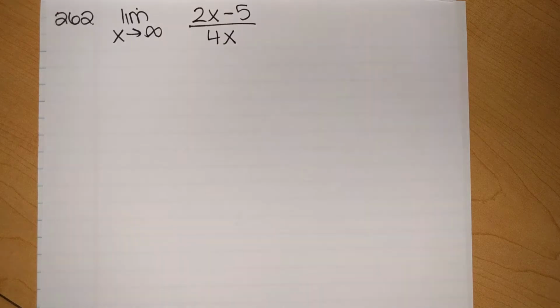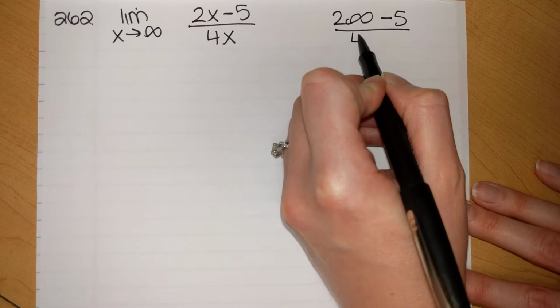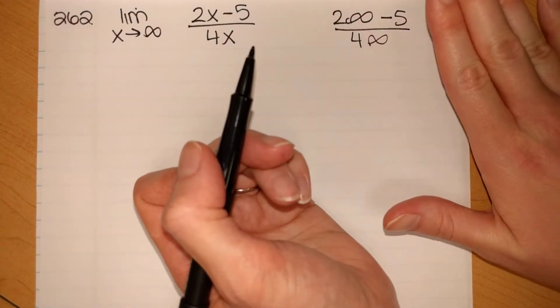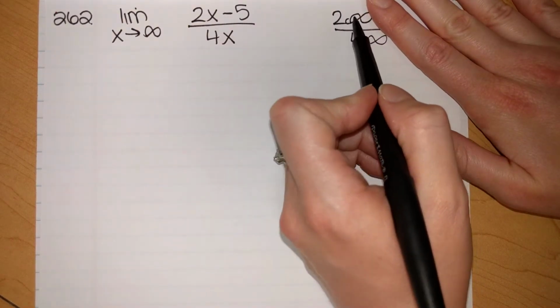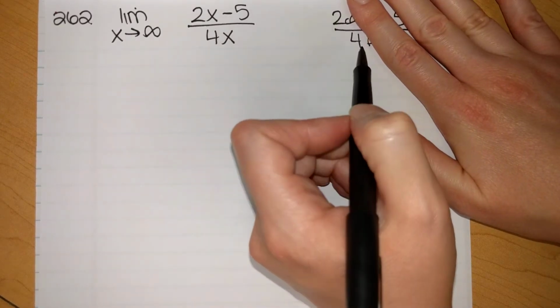So we always start by plugging in. When we plug in, we have 2 times infinity minus 5 over 4 times infinity. And if you look at this intuitively, you might think, okay, this negative 5 doesn't matter with the infinity, and so then you have 2 times infinity over 4 times infinity, so the infinities don't matter, and you get 2 over 4.